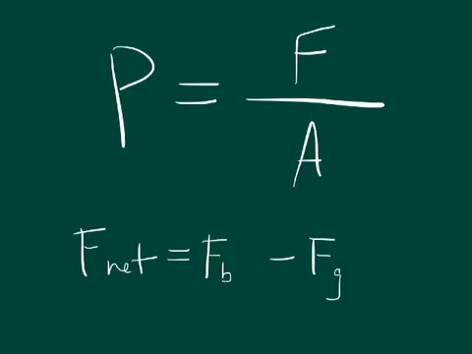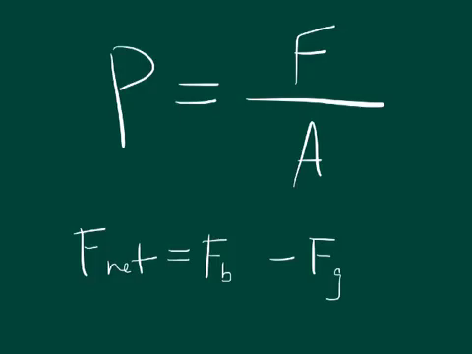You feel lighter. The reason you feel lighter is because FB has a value now. And instead of FG being your weight, it's FB minus FG now. That's what you actually feel.